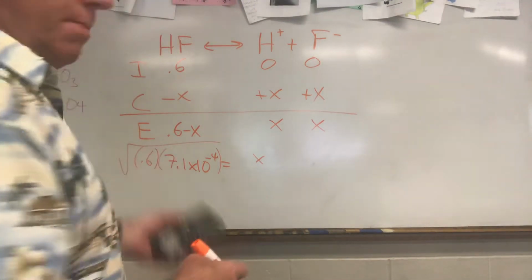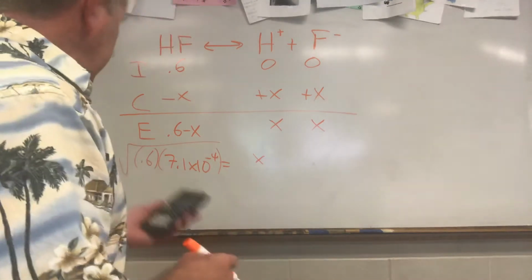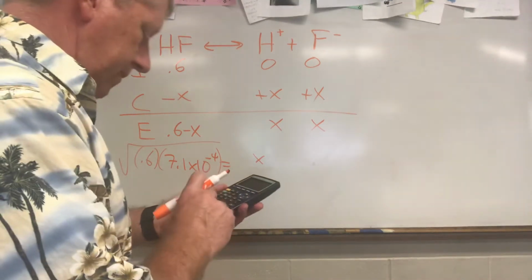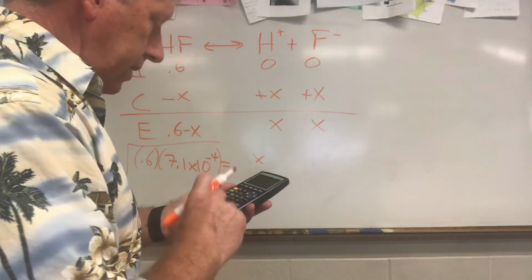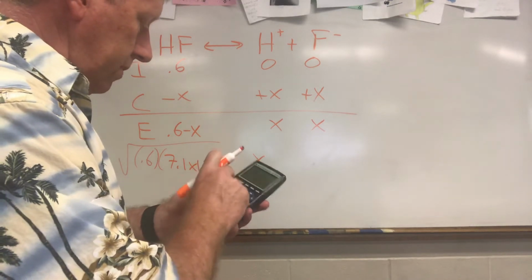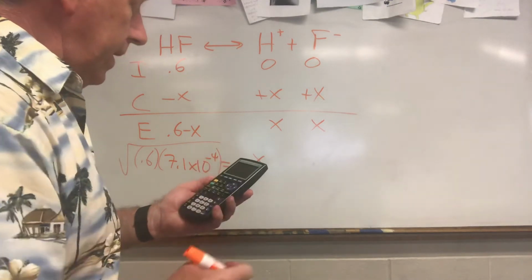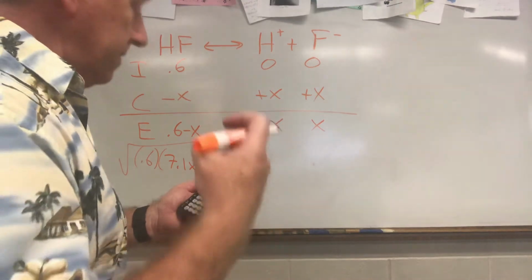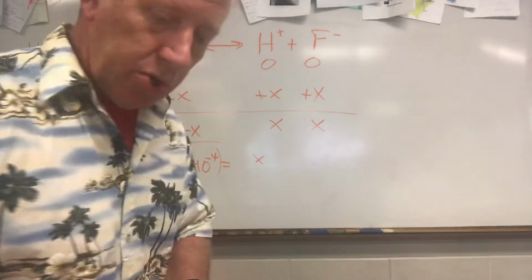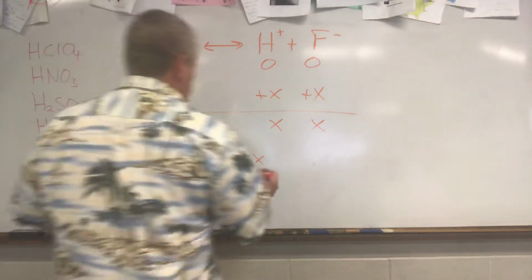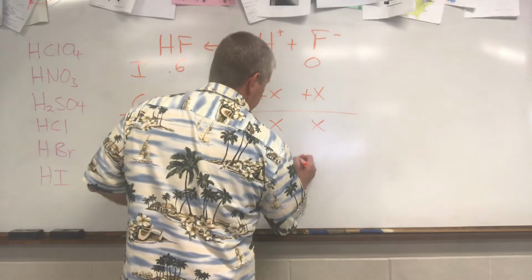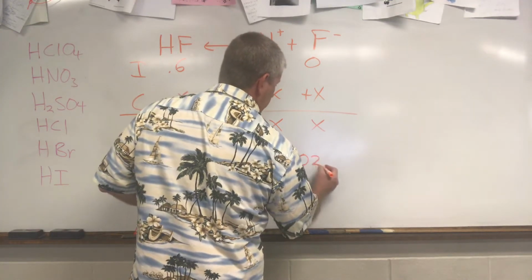Oh, yeah, I'm multiplying. 7.1 exponent negative 4. Enter. Second function square root, second function answer, enter, and we get 0.0206. I'll make it 0.021.